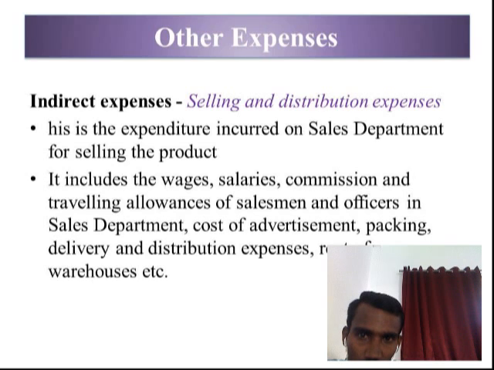This is expenditure incurred on the sales department for selling the product to the market. It also includes the wages, salaries, commissions and traveling allowances of salesmen and officers. Sales department cost of advertisement, packaging, delivery, and distribution expenses are also considered selling and distribution expenses. These are the costs associated with manufacturing the particular component, for evaluating the total cost of the component incurred in the manufacturing process.